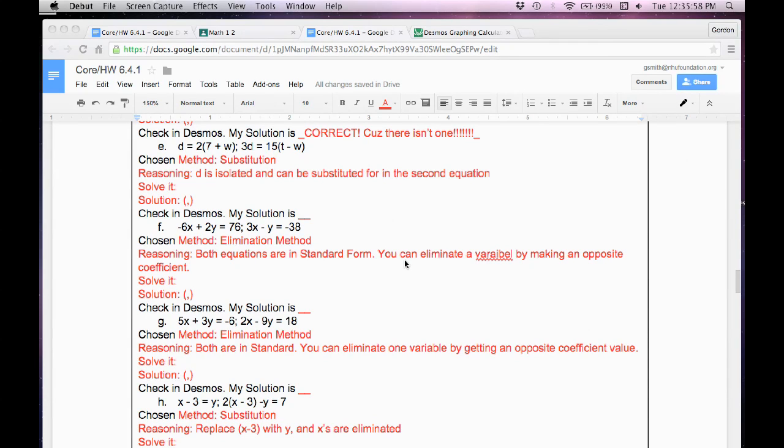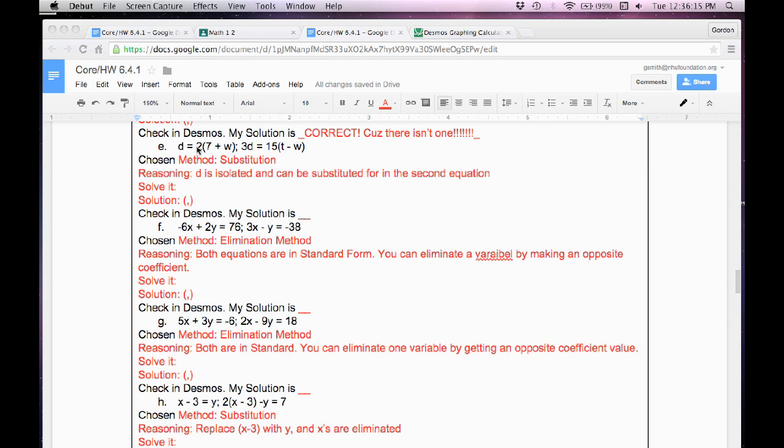All right, I'm going to do solving E through H in the work from 6.4.1. There it is right there. All right, so we're looking at this one. We've chosen substitution, right? And that's true because we have this value for D right here.